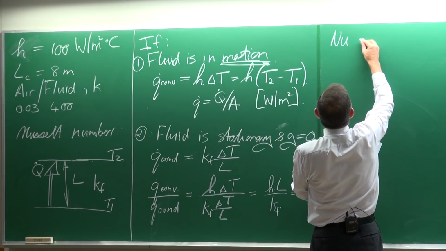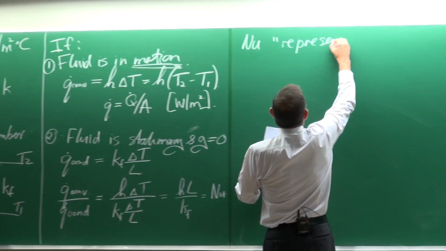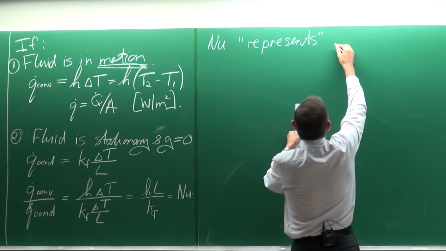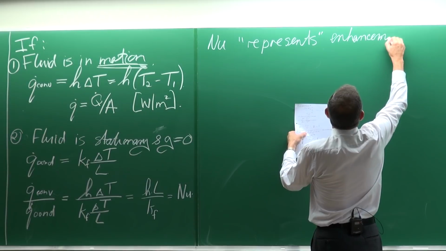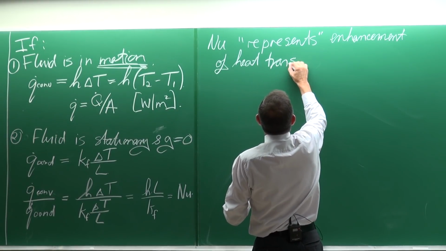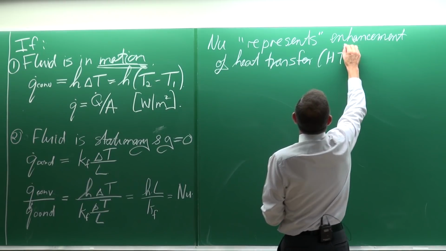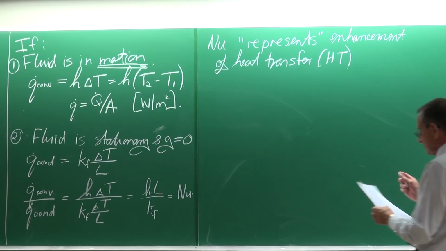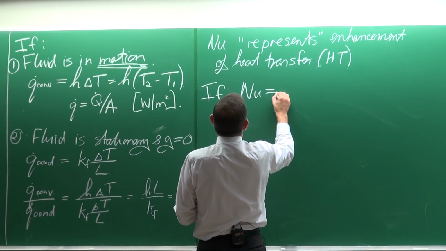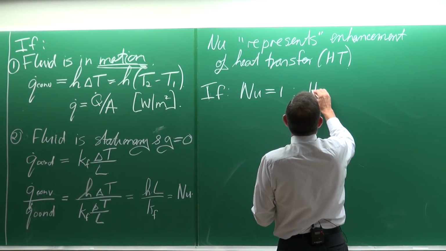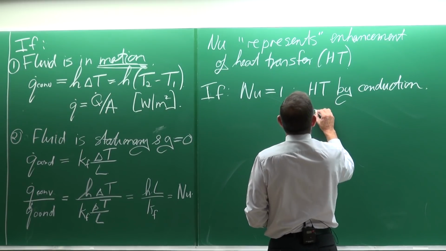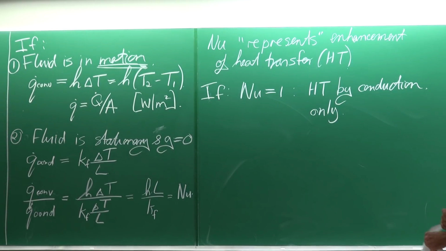It means, therefore, the Nusselt number represents the enhancement of heat transfer. Okay, heat transfer, I'm just going to refer to it as HT, the heat transfer. And there are different scenarios. So if the Nusselt number is equal to 1, then it means the heat transfer is by conduction only. The heat transfer is by conduction only.